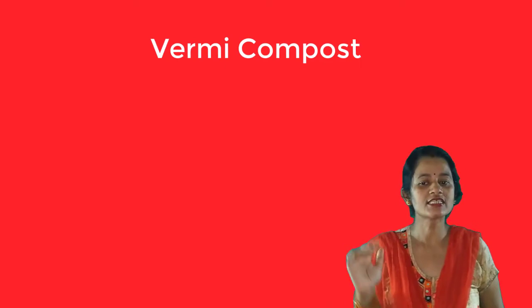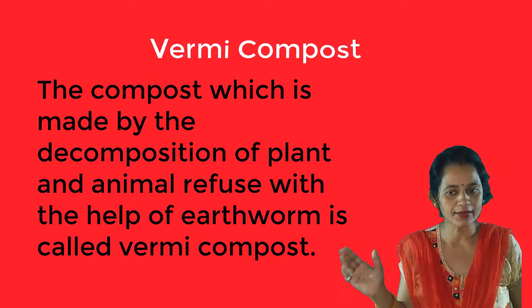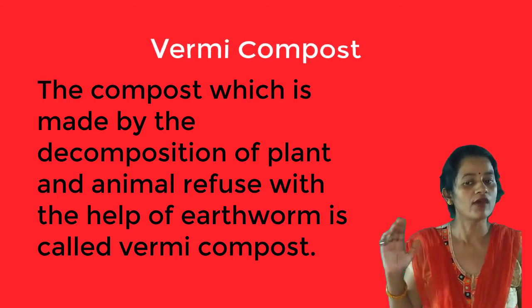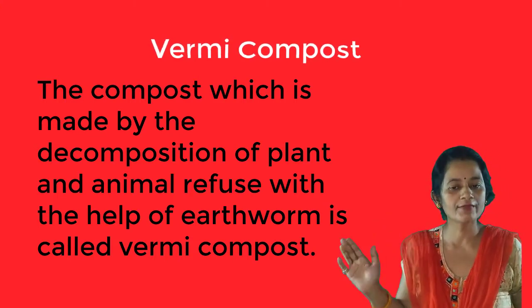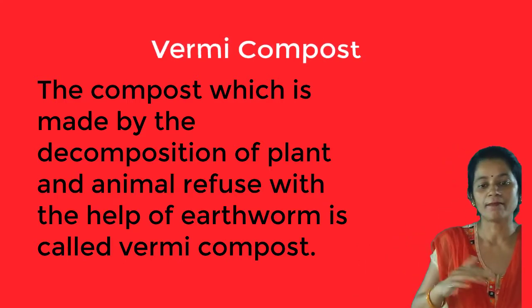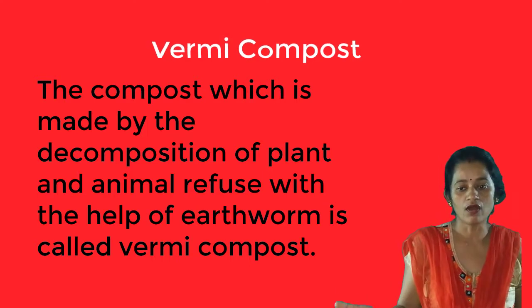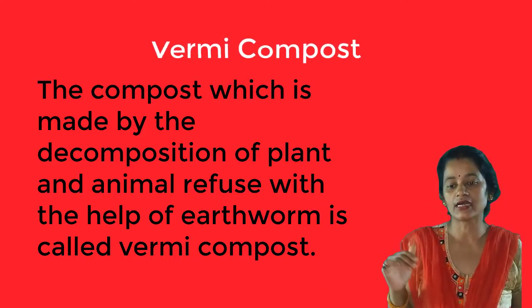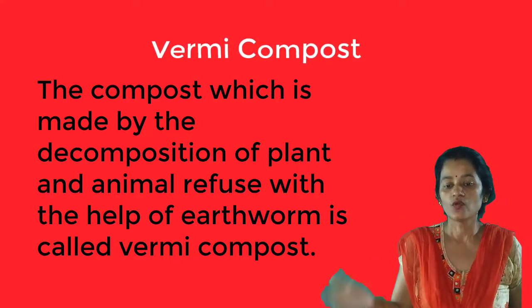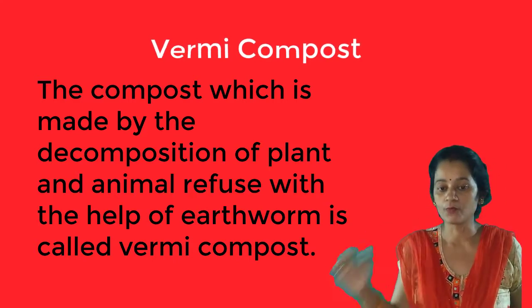Now, vermicompost. The compost which is made by the decomposition of plant and animal refuse with the help of earthworms is called vermicompost. In this method, earthworms eat the biological waste. The casting of earthworms, meaning the excretion of the earthworm, is known as vermicast, and that is the vermicompost.